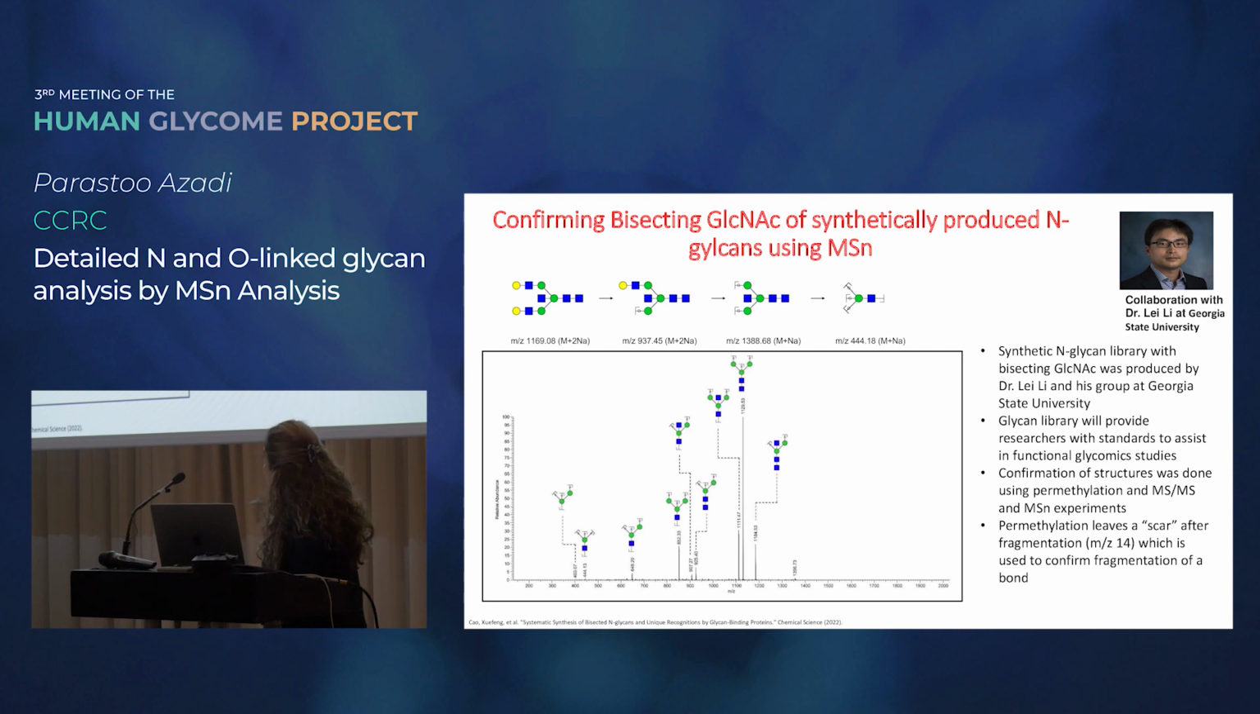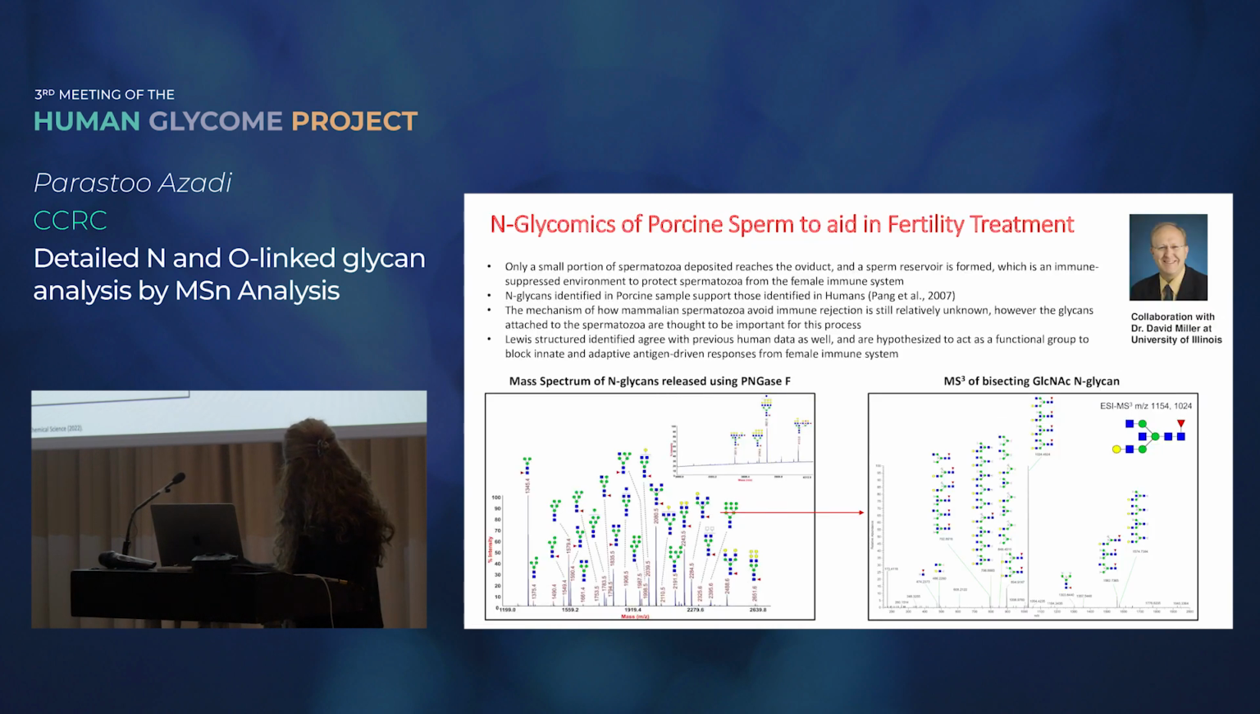Using MSMS, by going into MS3, we were able to confirm that the structure has a bisecting GlcNAc. This can be used by researchers building a library and maybe extending the bisecting GlcNAc, to see whether he's been able to successfully extend it, for that being used by external users as standards. So that has recently also been published.